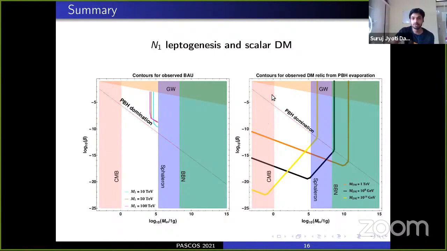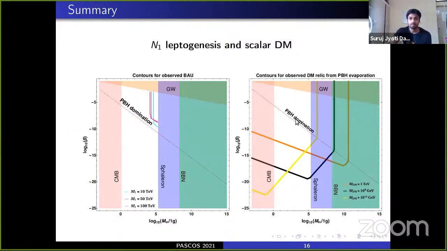And in the right plot, we have shown the contours which give the correct observed dark matter relic. As we have seen earlier, the PBH mass which can give rise to the correct relic falls outside the BBN bound. One possibility is that we can have small values of beta, but then the leptogenesis is unaffected. So the only possibility we have is that this dark matter freezes out after the PBH evaporation, such that the dark matter produced from PBH enters into thermal equilibrium.